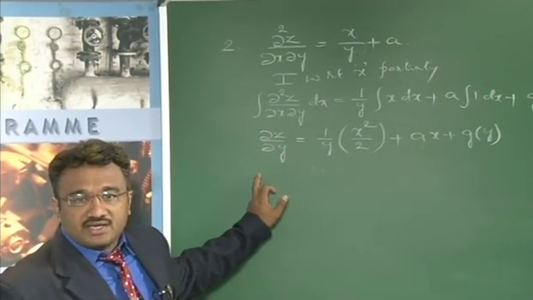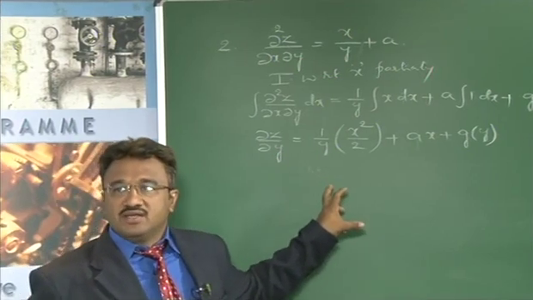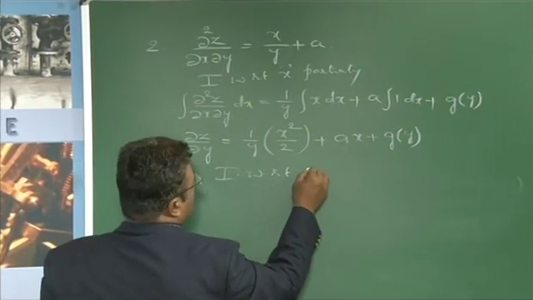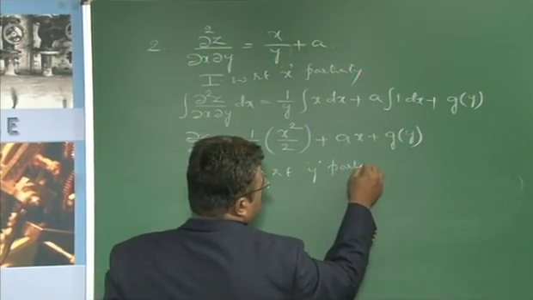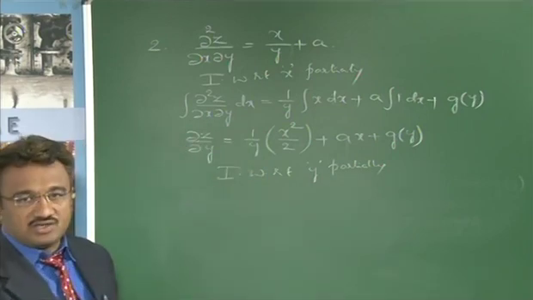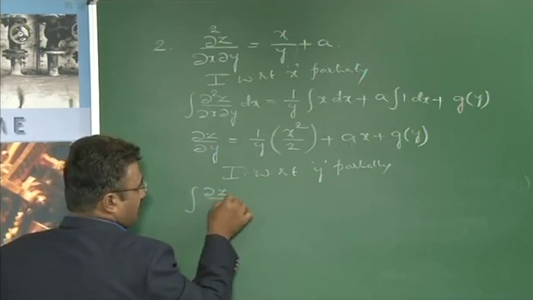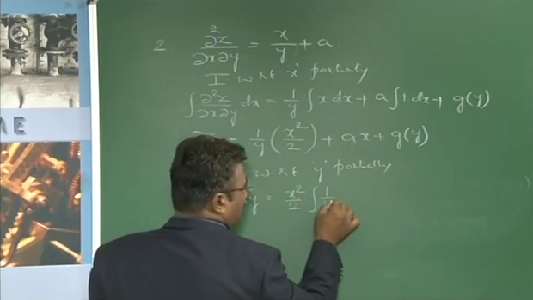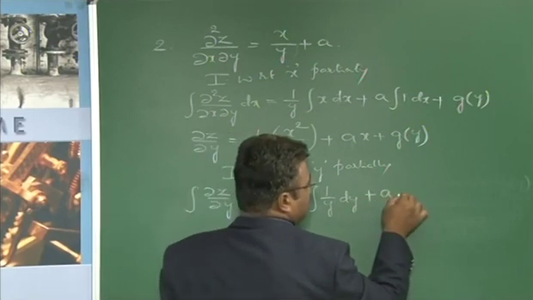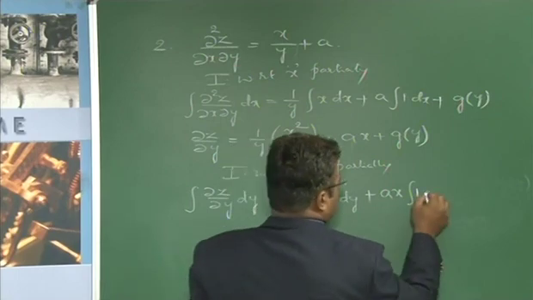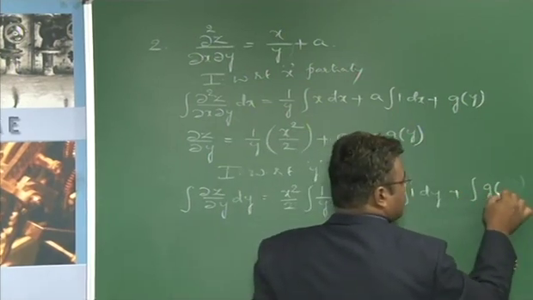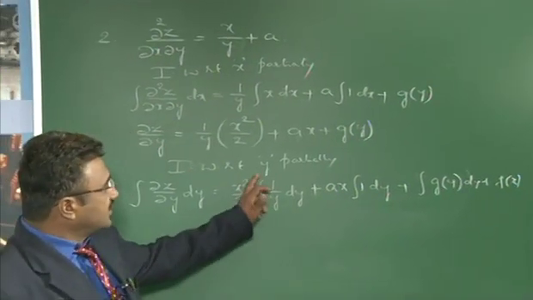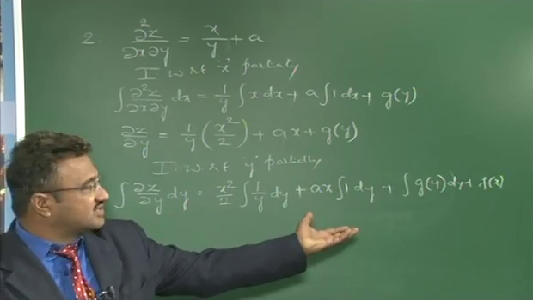Then after that, the remaining term you have to integrate with respect to y. Whenever you are doing it with respect to y, keep the term x as a constant. Now again, integrate with respect to y partially. That means you have to keep the variable x as a constant now. Here x²/2 is a constant, then the integration of 1/y dy, plus a x is constant, plus g of y is a function of y, plus some f of x, which you can treat as a constant since we are integrating with respect to y.